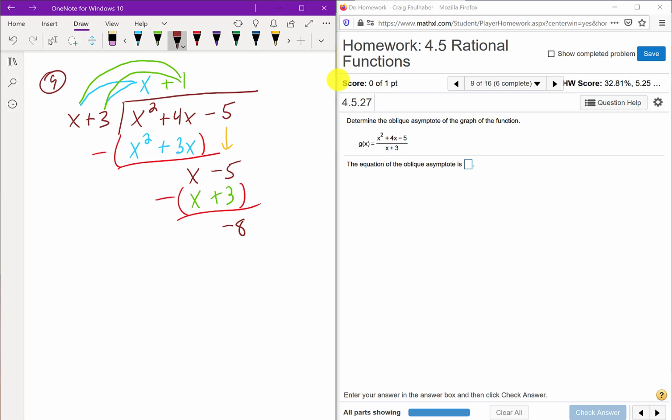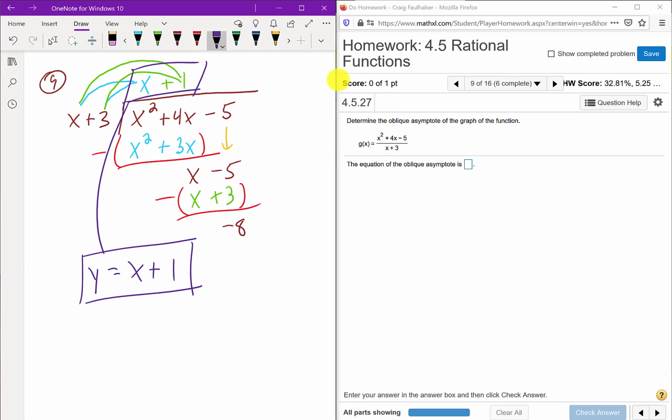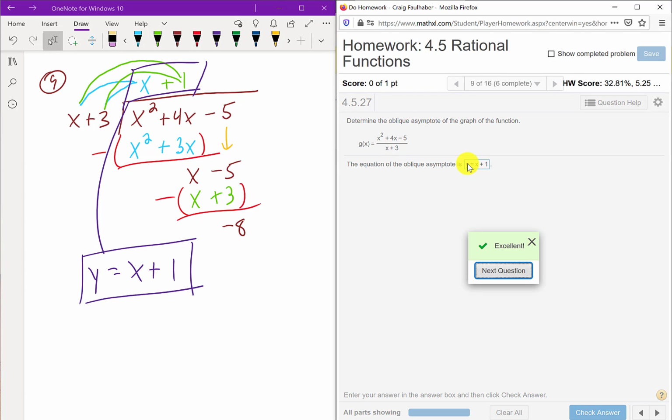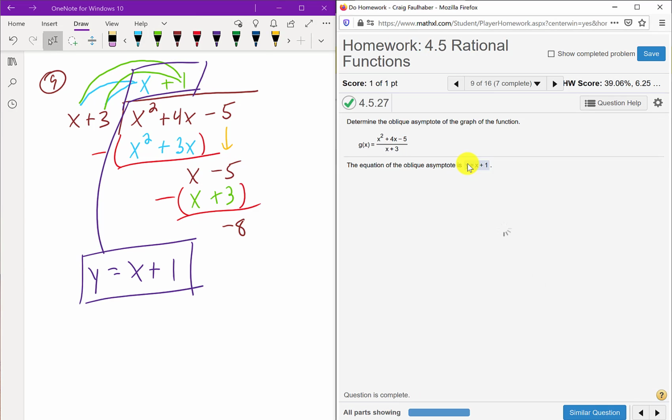Now, as far as oblique asymptotes are concerned, we don't care about the remainder, we care about the quotient. This quotient up here was x plus 1. Put a y equals on that, that is the equation of a line, and that is the equation of the oblique asymptote for this graph. So in here, I'm going to put y equals x plus 1. That is the equation of the oblique asymptote. Okay, let's move on to the next problem.